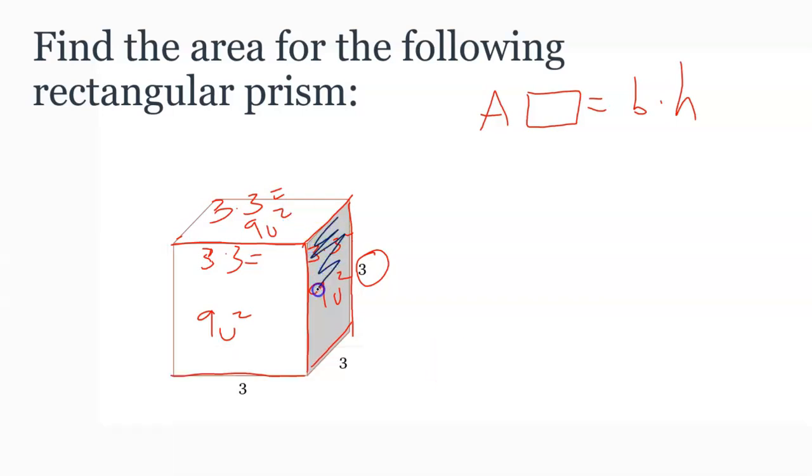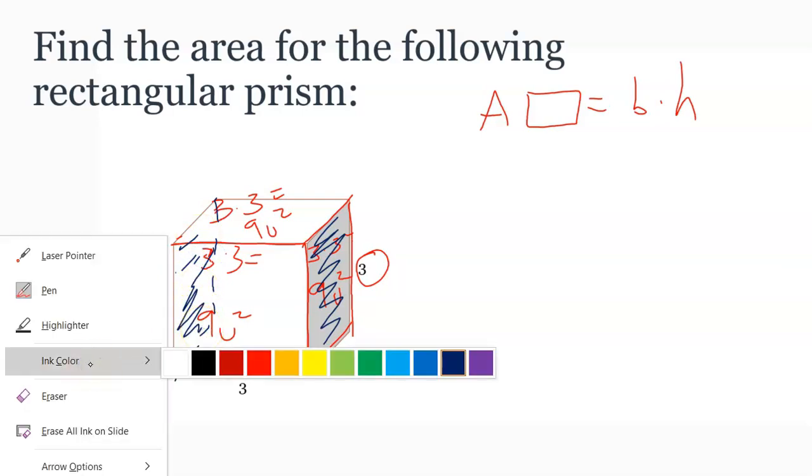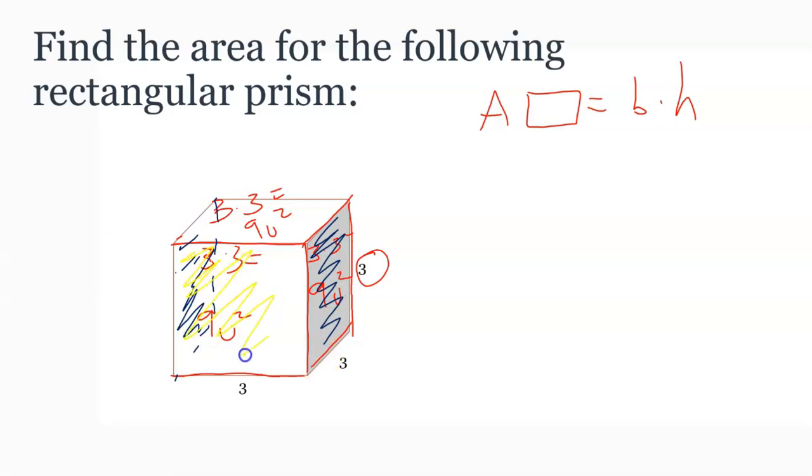So every side is 9 units. So we've got 9 units here. Then the opposite side that we can't see is also going to be 9 units. That's over here. If the front is 9 units, then the back is also 9 units. So basically, 9 units for all 6 sides. 6 times 9 equals 54 units squared.